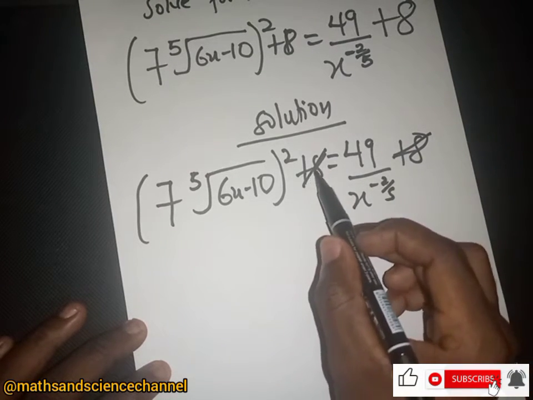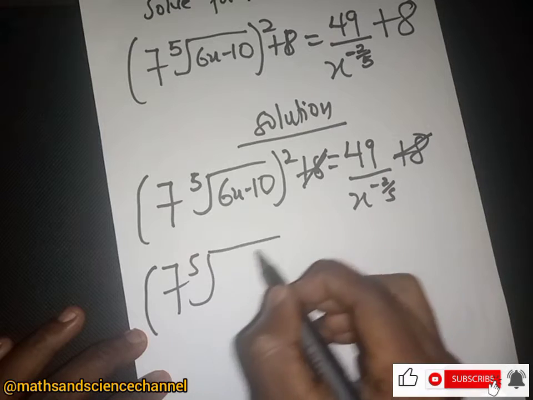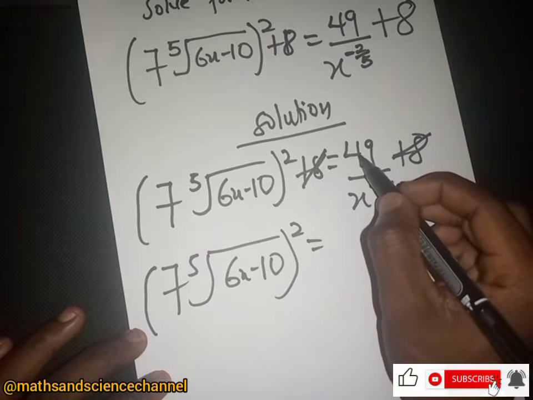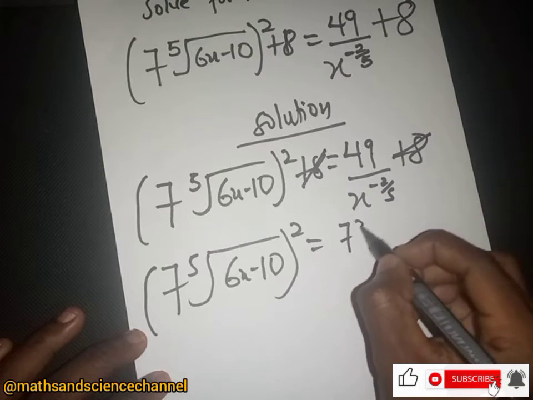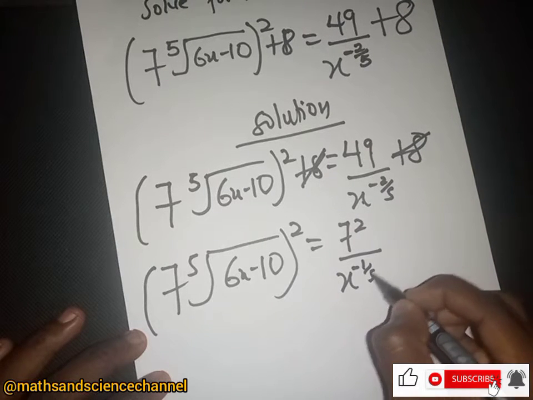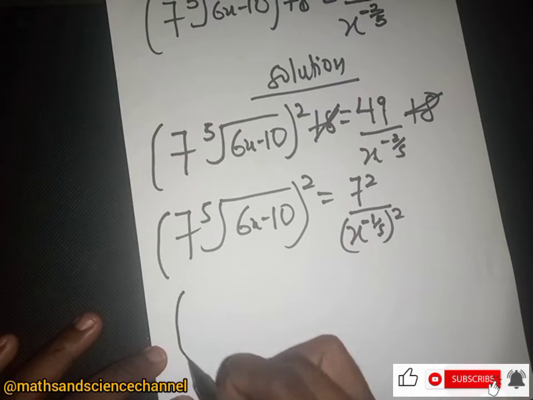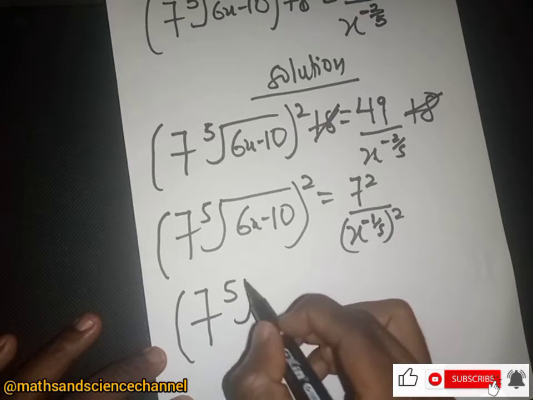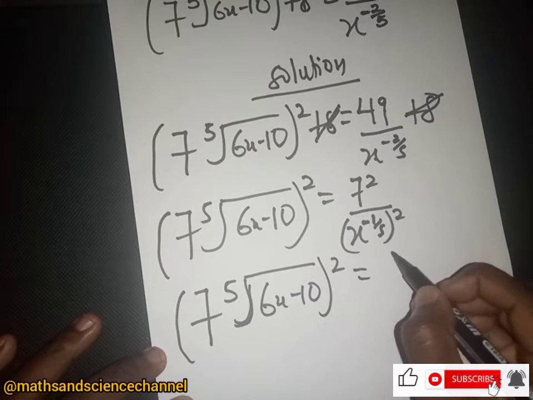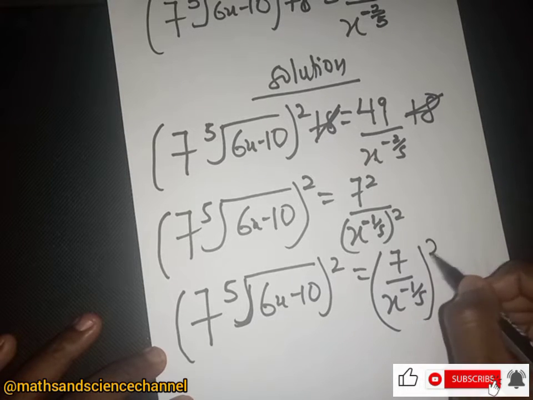When positive 8 crosses, it will get rid of that, and we are left with 7 times the fifth root of 6x minus 10, then square here. Now 49 is a perfect square, so we have 7 squared. But then also we have x minus 1 over 5, then we square it here, right? So from here we have 7 times the fifth root of 6x minus 10 squared being equal to 7 times x minus 1 over 5, and we square it.